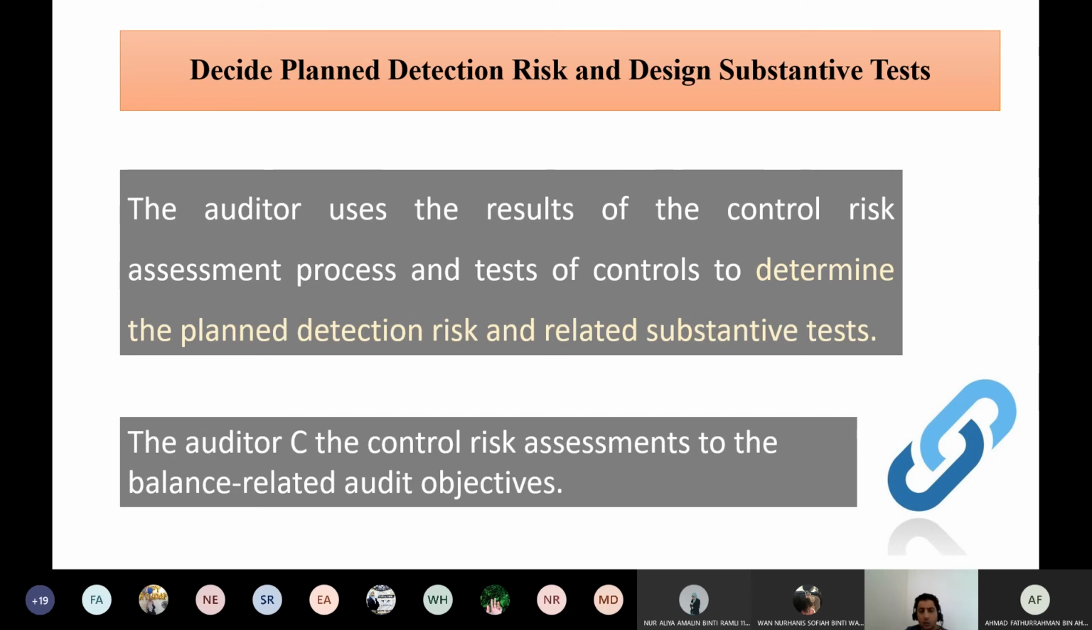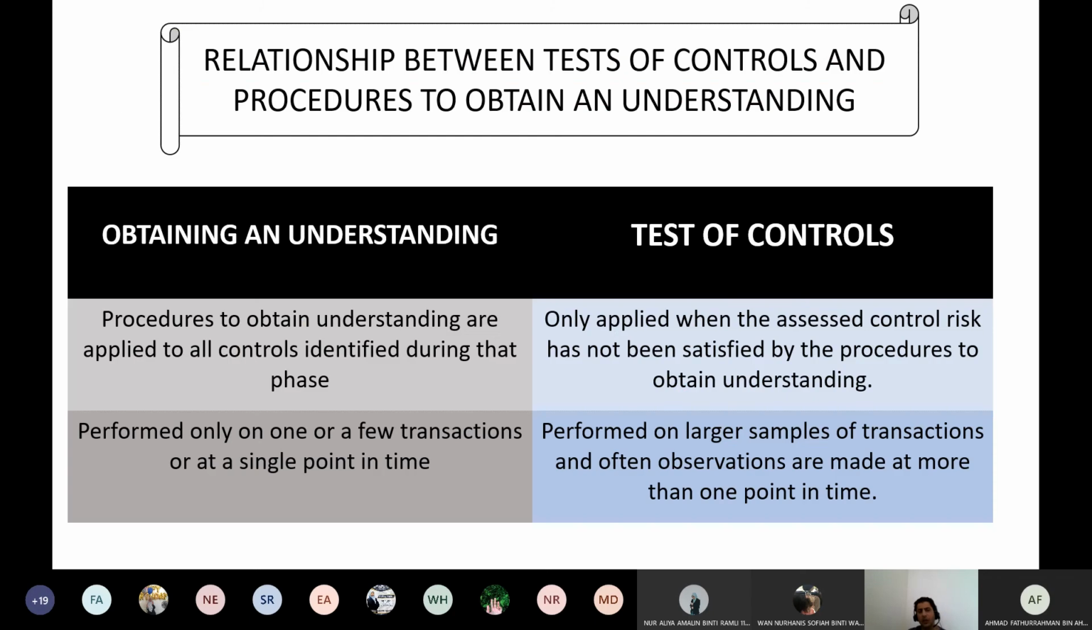Next is the auditor's control risk assessment. The auditor uses the control risk assessment to link it with the balance-related audit objectives. There is a mistake here. The auditor links the control risk assessment to the balance-related audit objectives. So I will adjust it in the file. So later on when you refer to it, instead of C it's link.